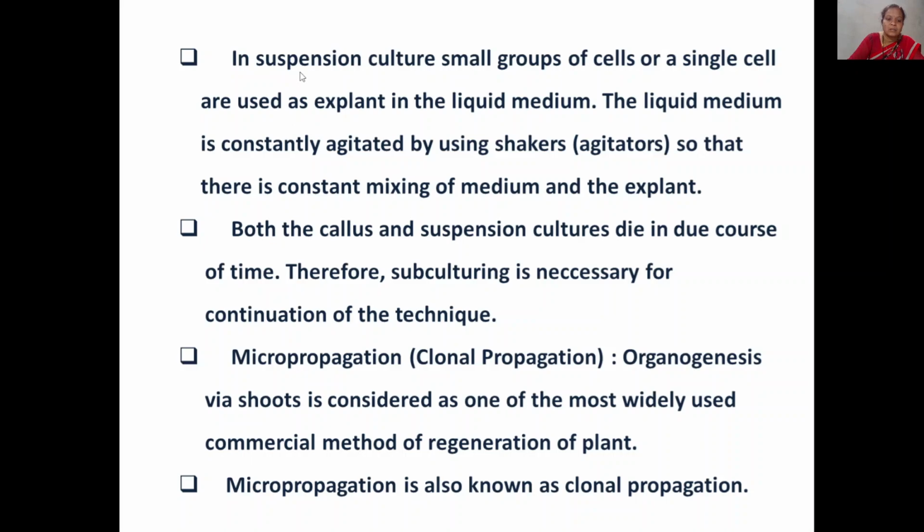In suspension culture, small groups of cells or a single cell are used as explant in the liquid medium. The liquid medium is constantly agitated. Here we see micropropagation, that is clonal propagation. Organogenesis via shoot is considered as one of the most widely used commercial methods of regeneration of a plant. Micropropagation is also known as clonal propagation.